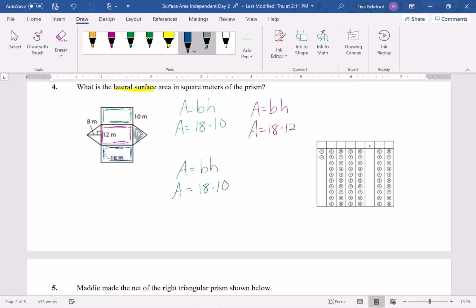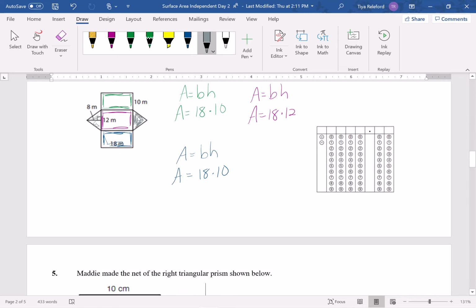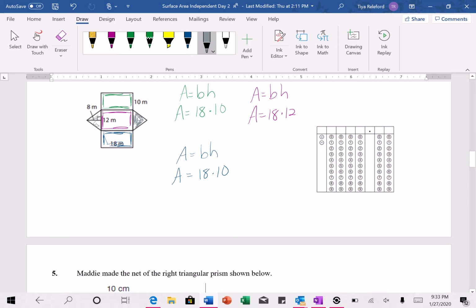8 is the height of the triangle, and it's not really important because we're finding lateral surface area, just the sides. Make sure you add up all 3 rectangles and make sure that you keep track of where your decimal goes.